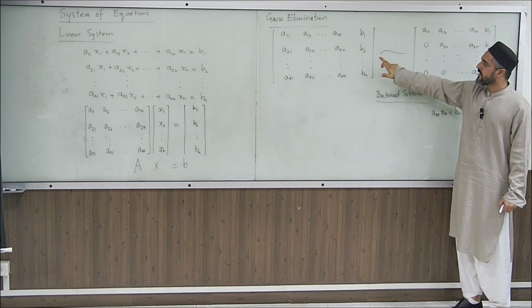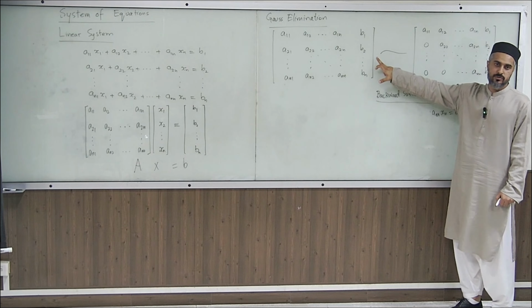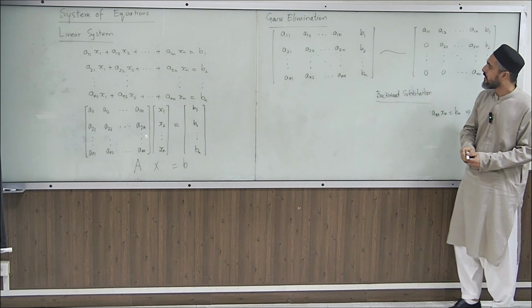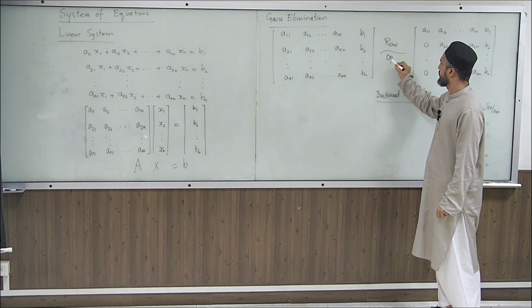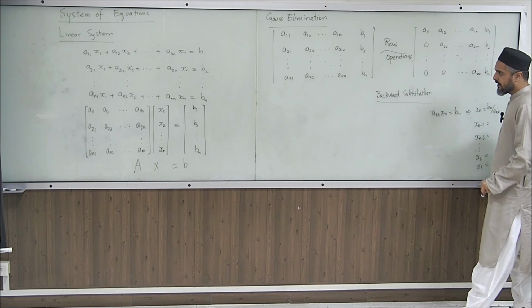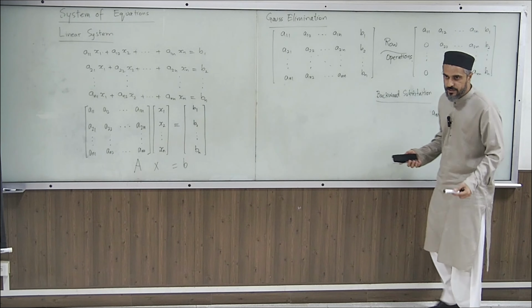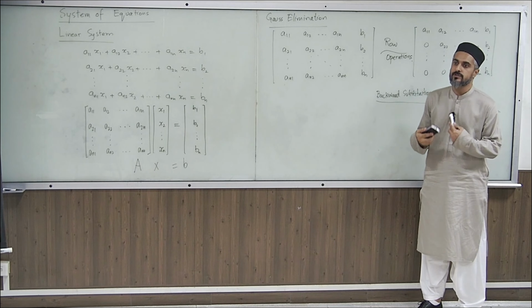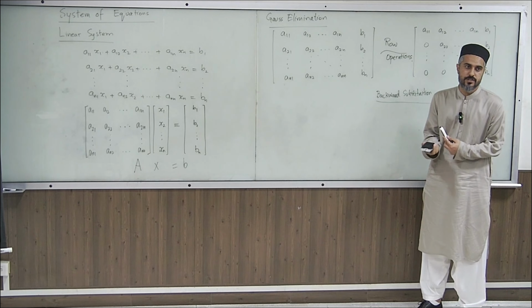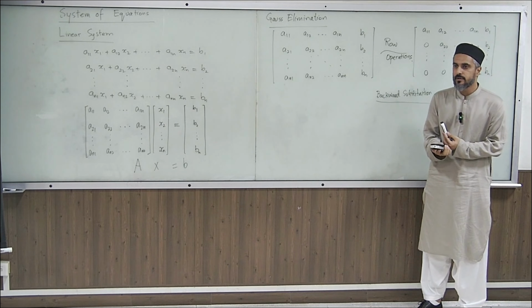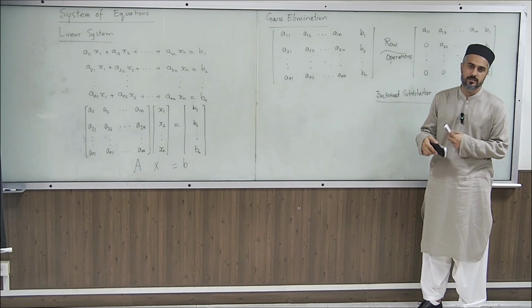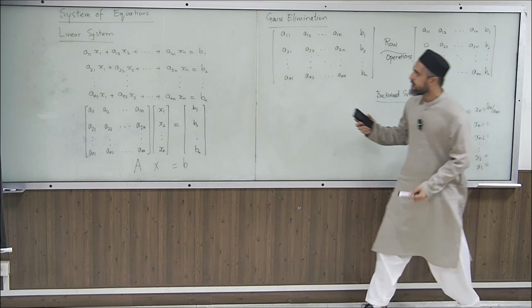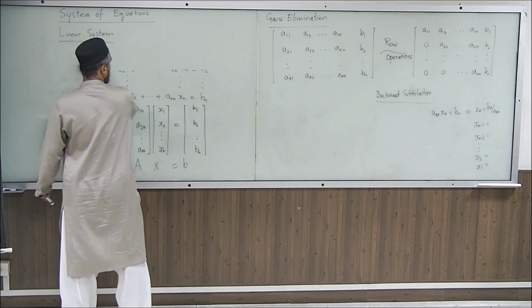The thing is, when we convert this system into the upper diagonal form, we use the row operations. What are the row operations? Row operations are the operations that are allowed on the equations. When you're solving equations, these are the operations which are allowed. For example, you can multiply with scalars, you can add them, you can subtract them, you can change the position. So these are the allowed operations.